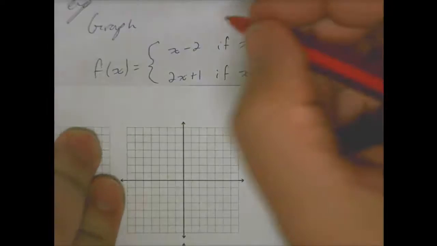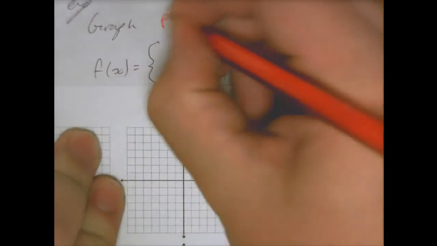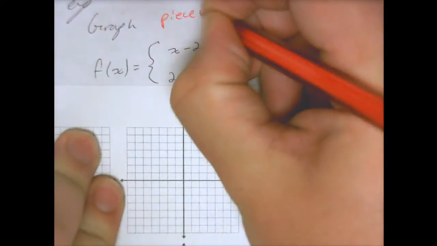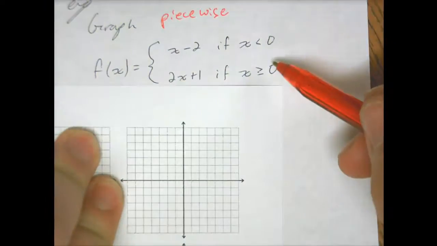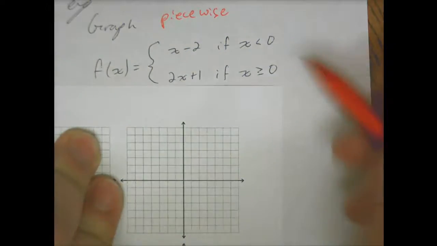The next piece we are going to look at is called a piecewise function. Piecewise function. All that means is there are two different pieces. You've done this before where you've had to calculate the values.